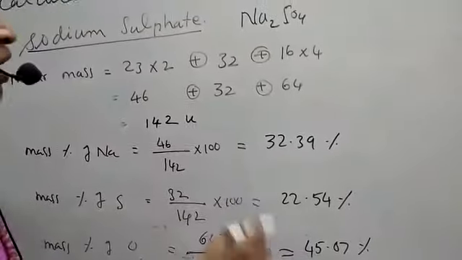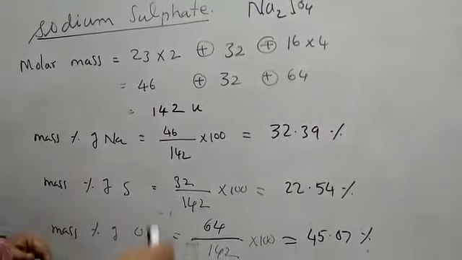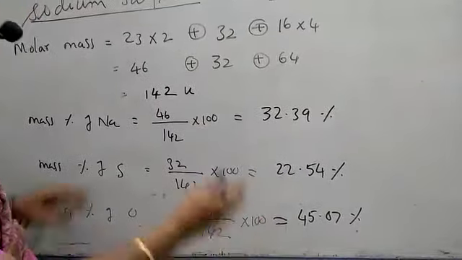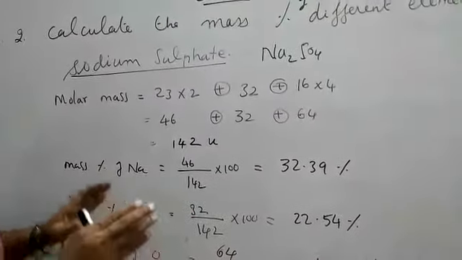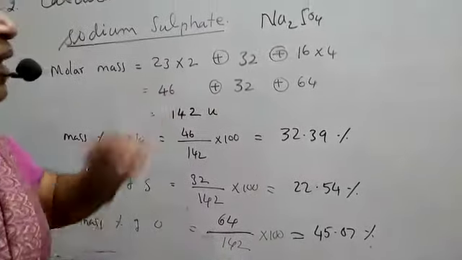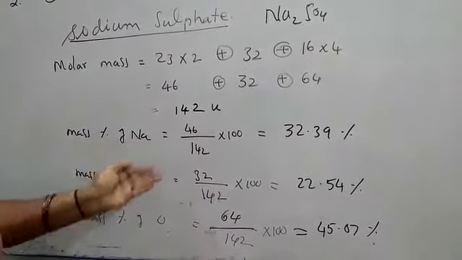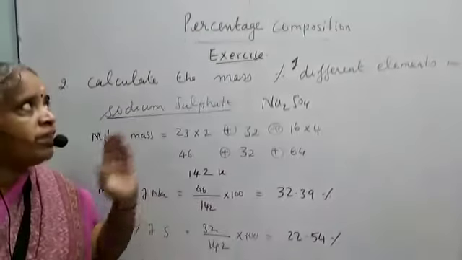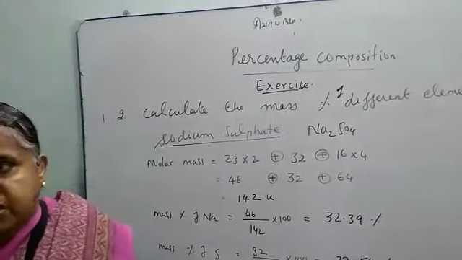What it indicates, if the given sample is giving this much of sodium, this much of sulfur, this much of oxygen, it indicates the given sample is pure. If it deviates from this mass percentage, the given sample is that percentage deviated from the purity. To find out the purity, we require the calculation of percentage composition.